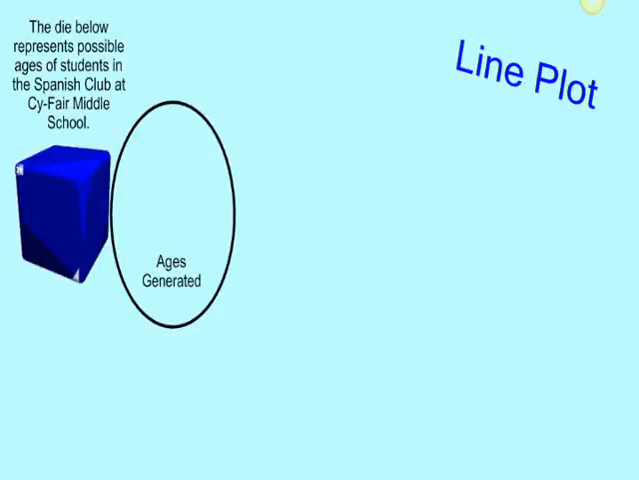To create a line plot, we first need a set of data. We're going to use the die that represents the possible ages of students in the Spanish club at Cy-Fair Middle School to generate some ages of those students. So I'm going to click on the die, and one age is 14. So there it is. The next age is 15.